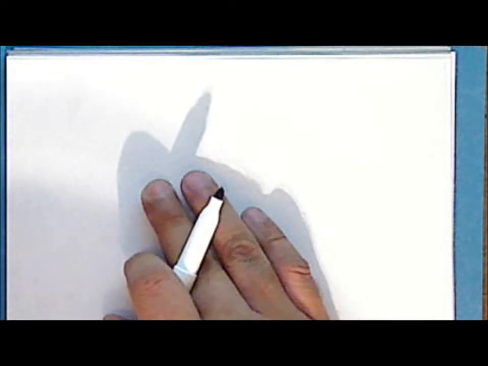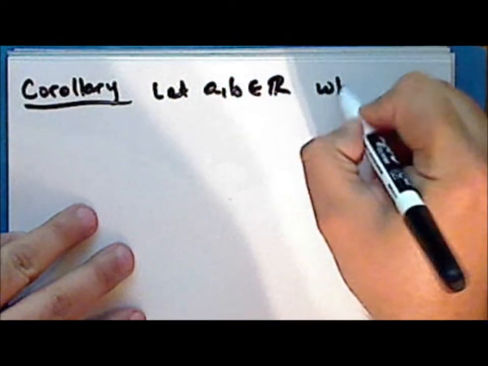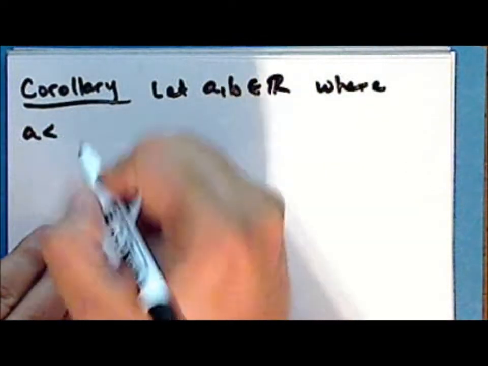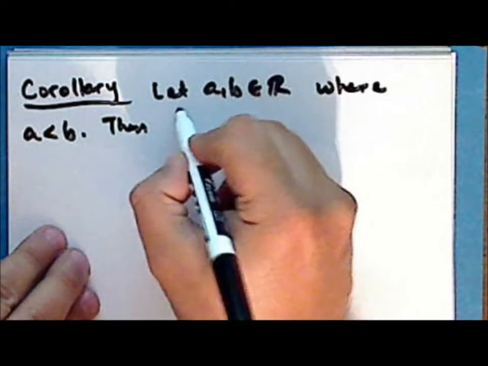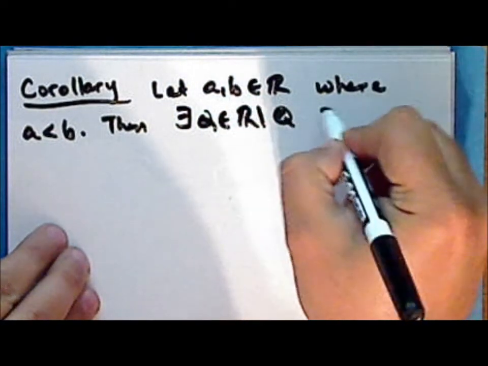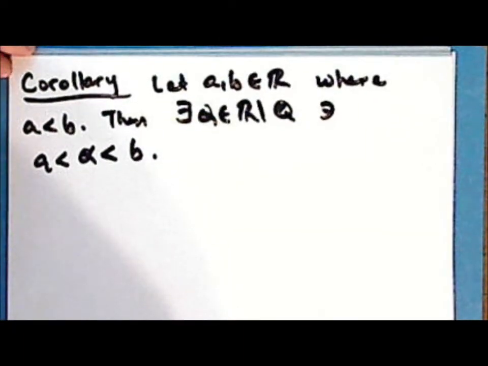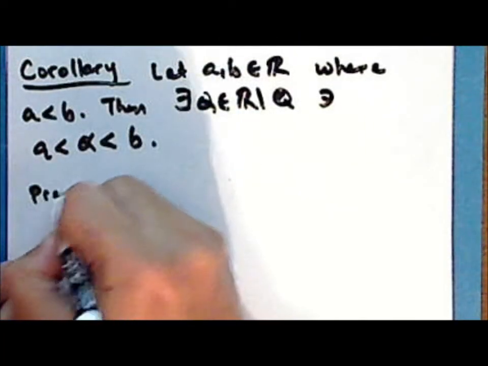Okay, so we'll use this lemma and the previous theorem to prove a corollary. Let a and b be real numbers where a is less than b. Then there exists an irrational number alpha such that a is less than alpha, which is less than b. That is, between any two real numbers, there is an irrational number. So proof.